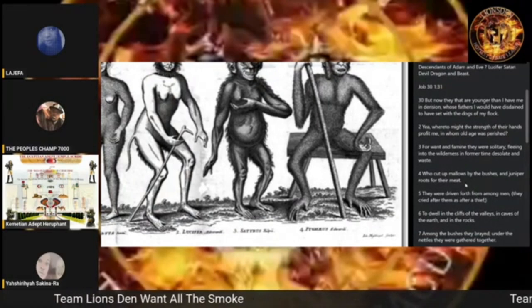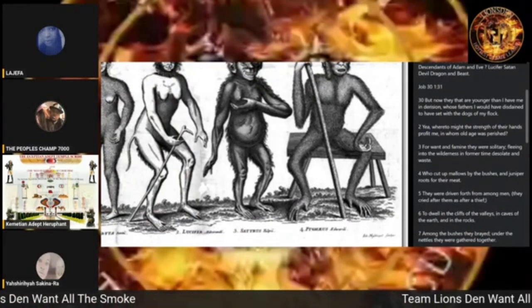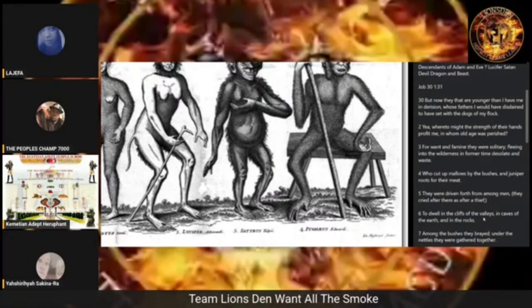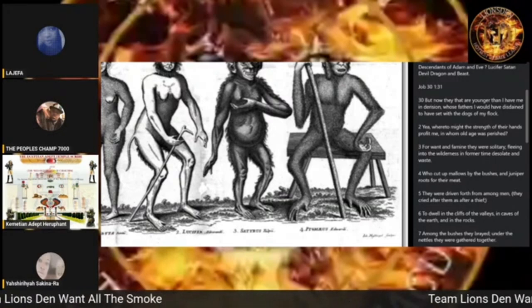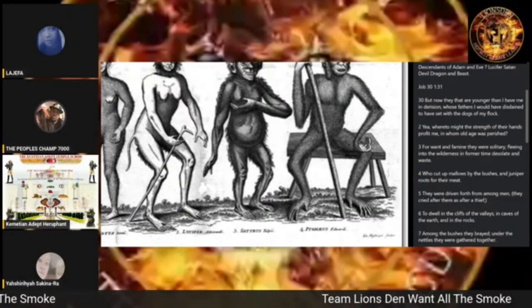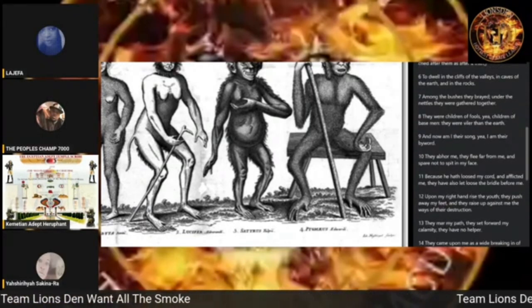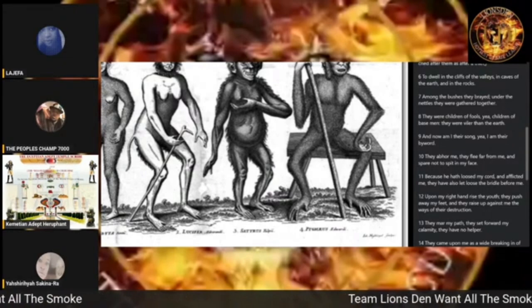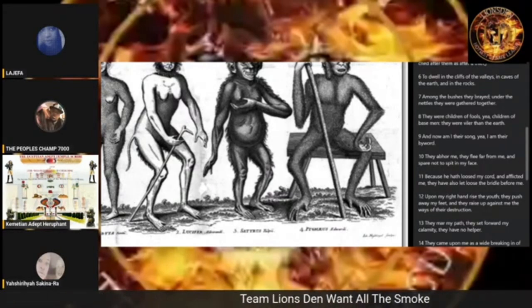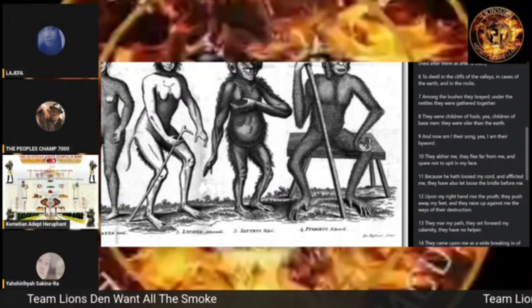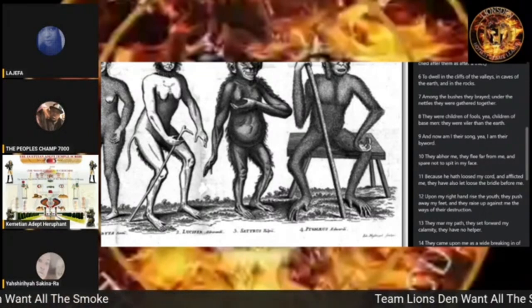This is what Job said. They were driven forth from among men, and they cried after them as after a thief. Get out of here. He said to dwell in the cliffs of the valleys, in the caves of the earth and the rocks. Oh my God. Y'all been reading the Bible or what? He said among the bushes they brayed. They couldn't even talk. He said under the nettles they were gathered together. He said they were children of fools, yes, children of base men. They were viler than the earth. Now I am their song. Yeah, I'm their byword.